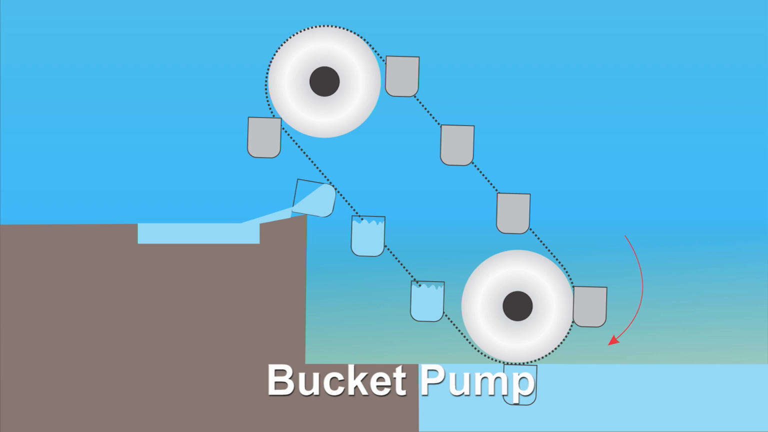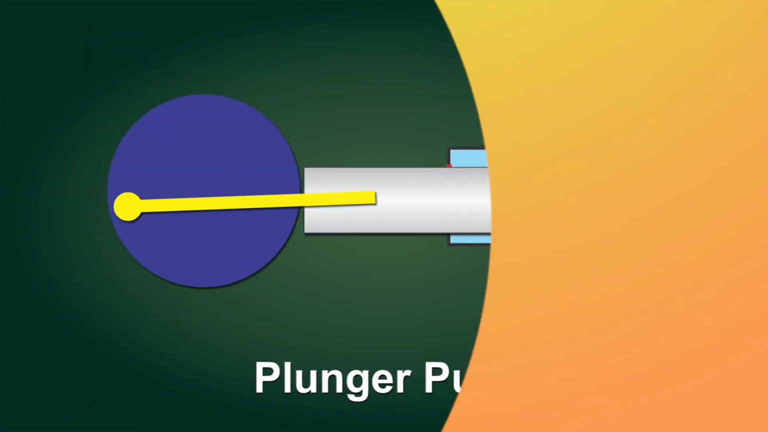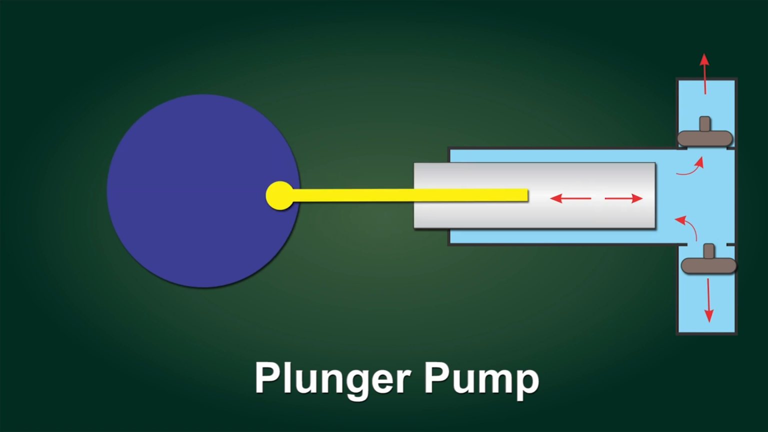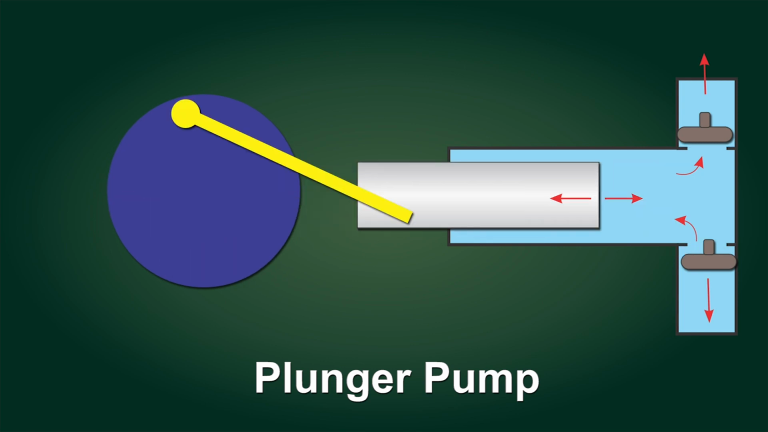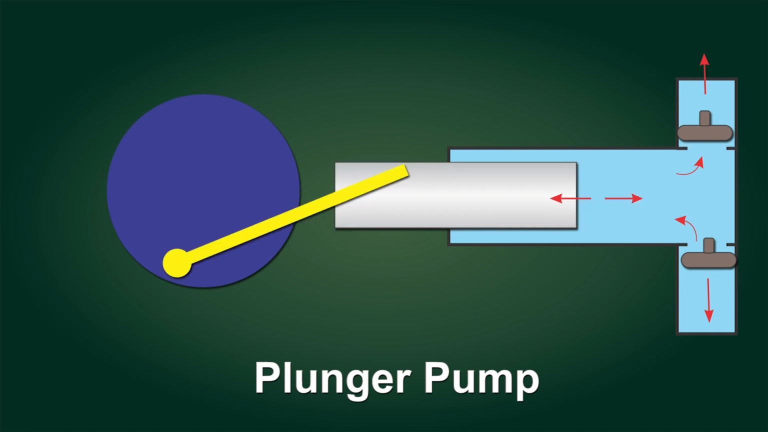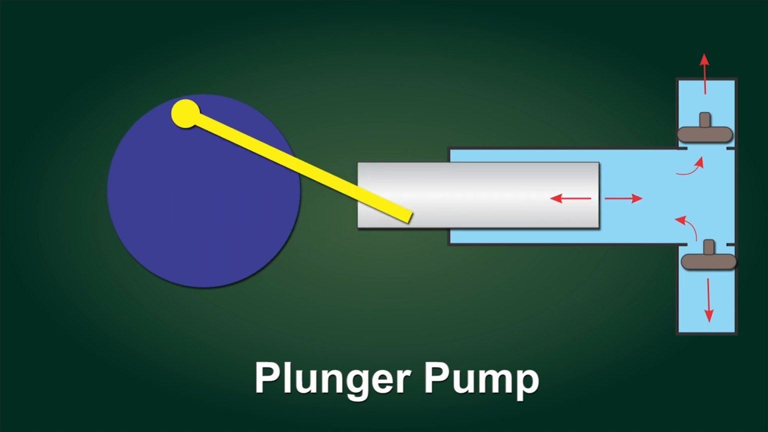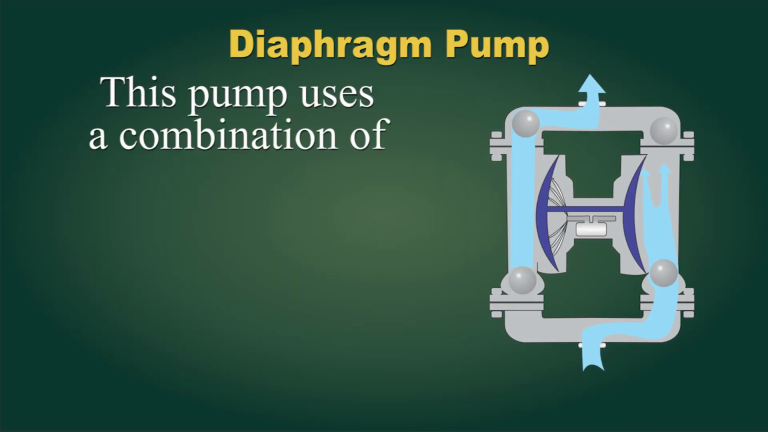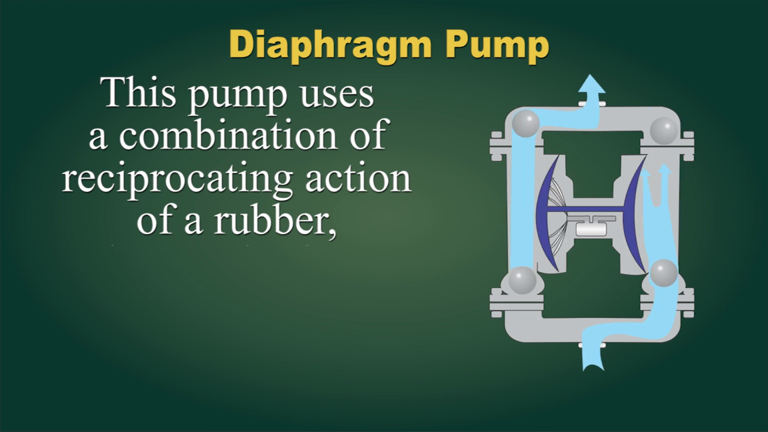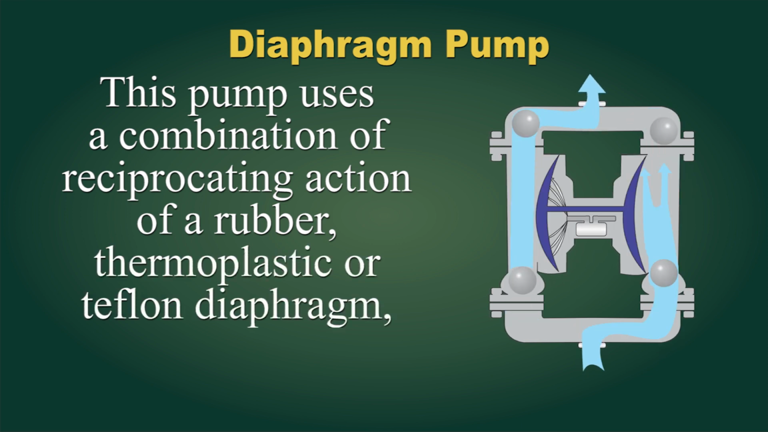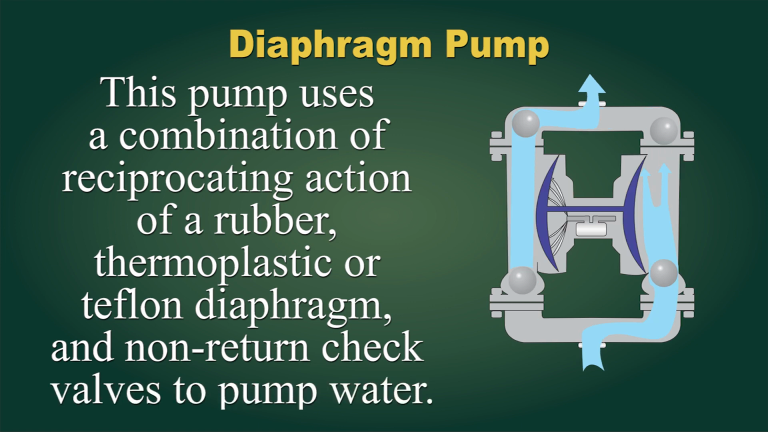Bucket pump. It is a pump that uses an endless chain with small buckets attached to it to pull up water from a well. Plunger pump. In plunger pump, there is a high pressure stationary seal and a smooth cylindrical plunger which slides through the seal. Diaphragm pump. This pump uses a combination of reciprocating action of a rubber, thermoplastic or Teflon diaphragm and non-return check valves to pump water.